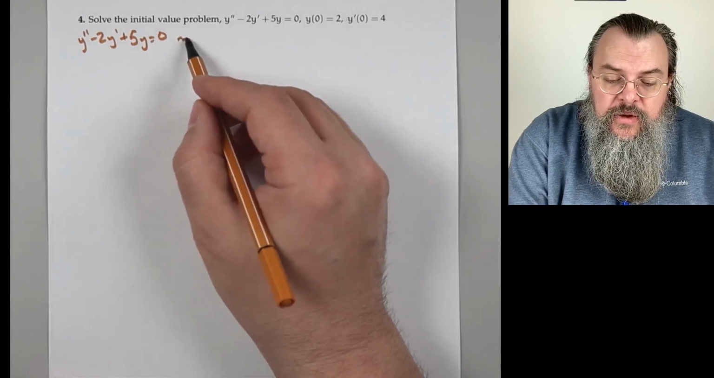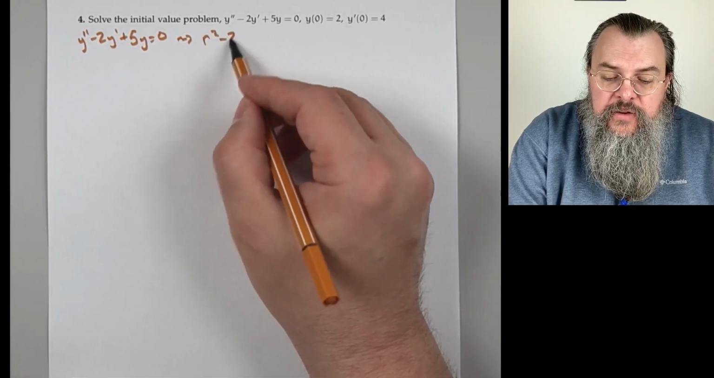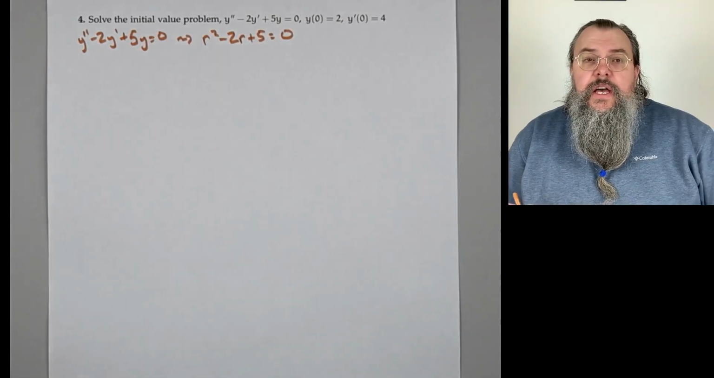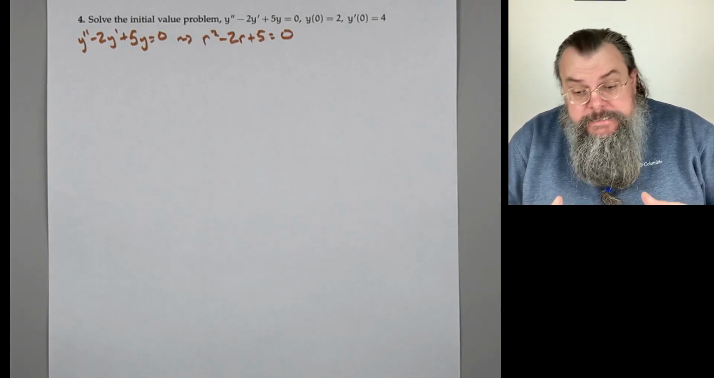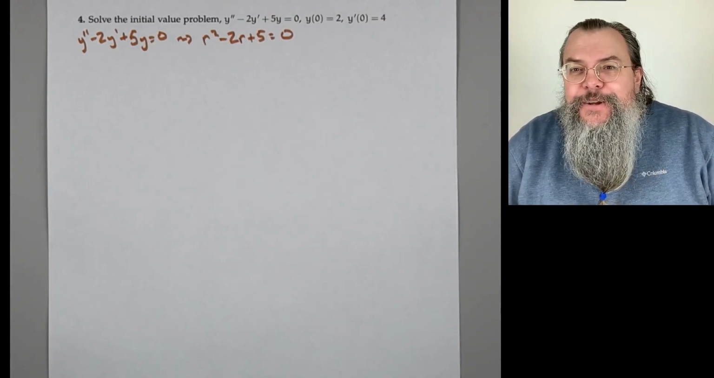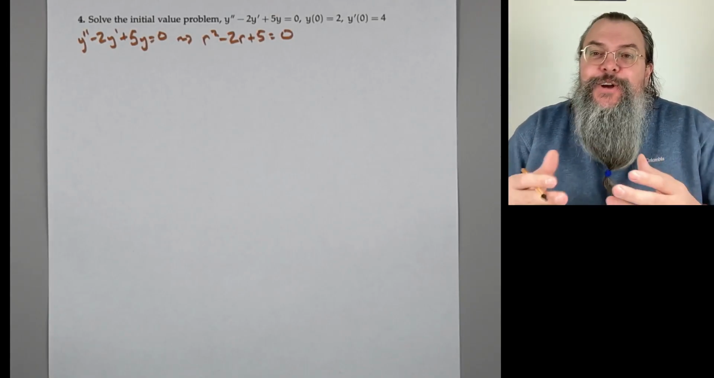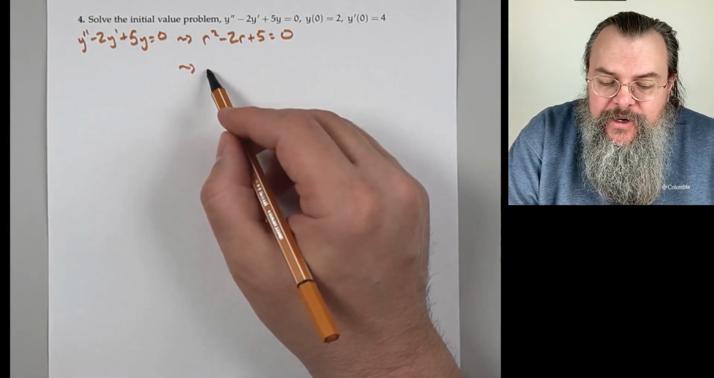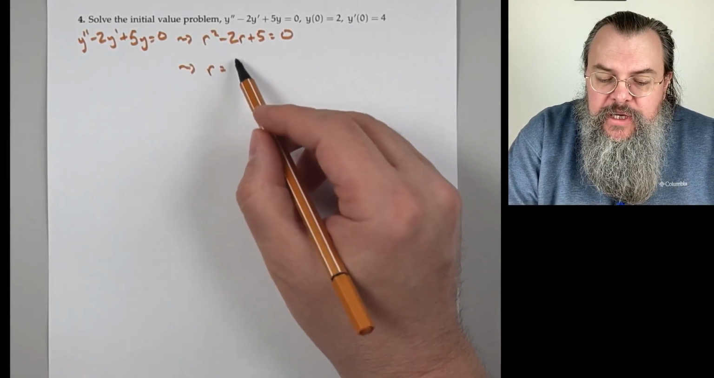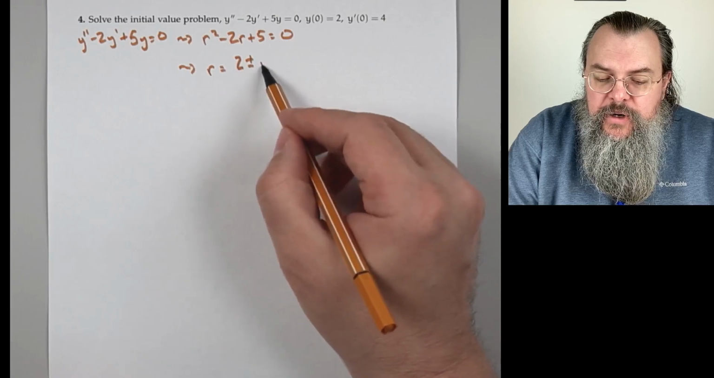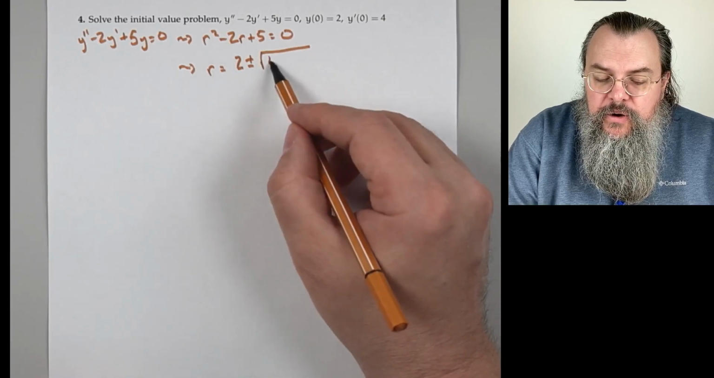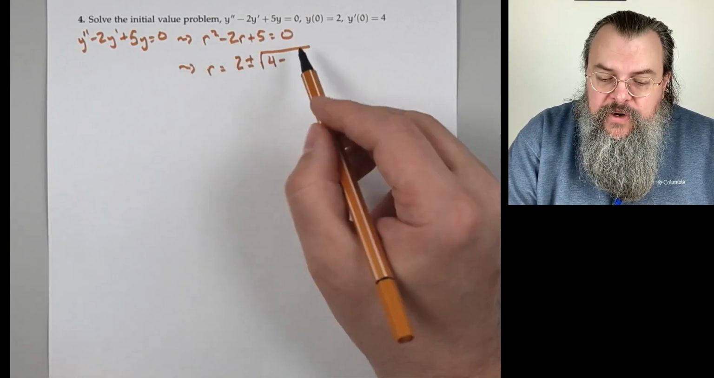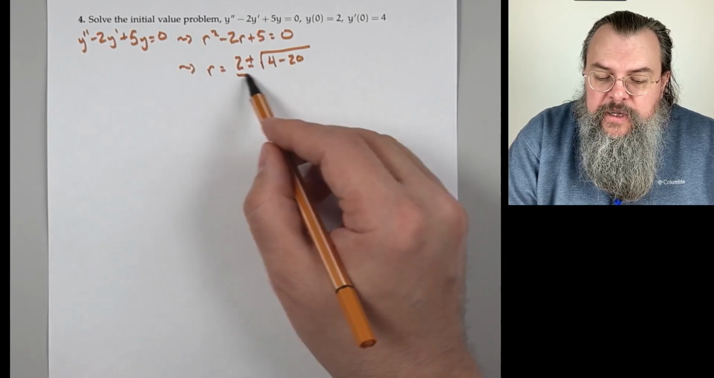So this becomes r squared minus 2r plus 5 equals 0. And we say, okay, let's try to factor it. Okay, well, we tried. But even if we didn't succeed, we always have the quadratic formula. All right, so r is equal to negative b, which is 2, plus or minus the square root of b squared, which is 4, minus 4ac. So 4 times 1 times 5 is 20. All that over 2a.